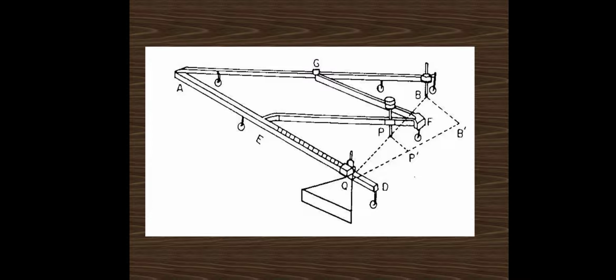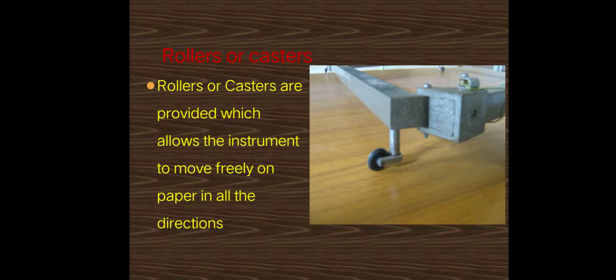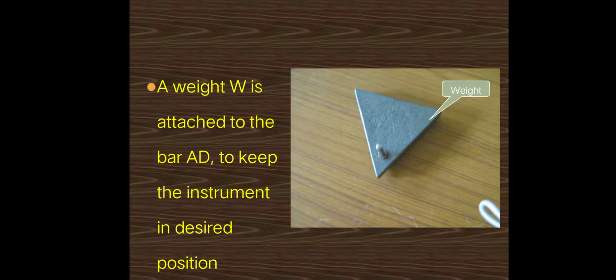Next we'll see the rollers or casters. The main use of these rollers is this: the tracing point will be moved so that the pencil will be drawing. For this purpose, the instrument is fitted with rollers, which are also called casters, so that the instrument can be freely moved on the paper in all directions as per the map. Approximately 4 to 6 rollers will be provided to the instrument.